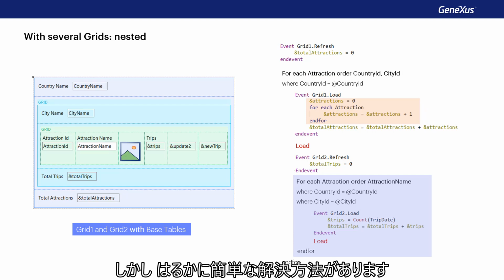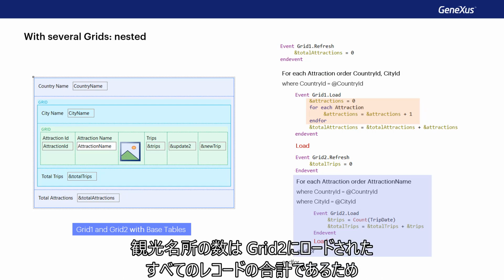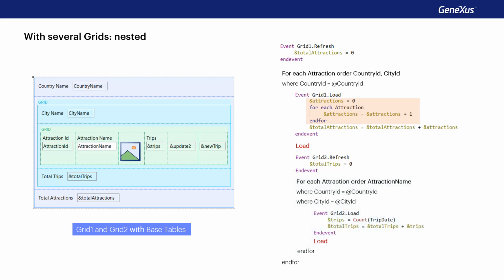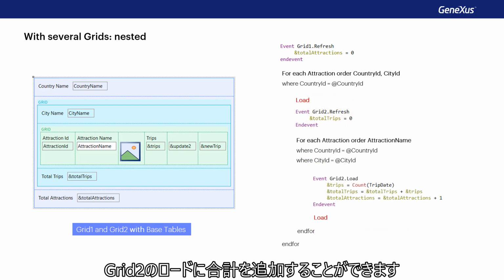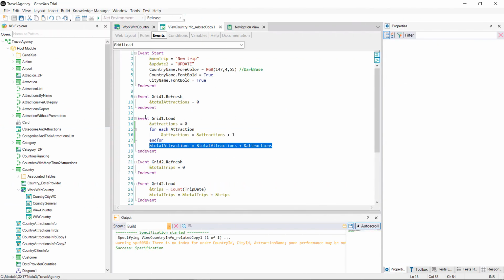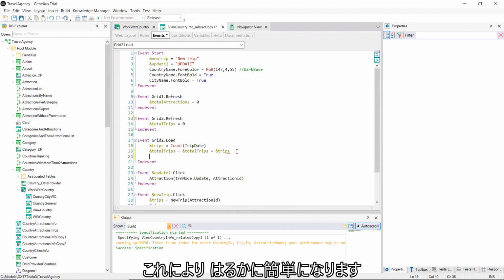But we have a much simpler solution. Since the number of attractions will be the sum of all the records loaded in Grid 2, we could have deleted the load event from Grid 1, and then added the sum to the load of Grid 2 without reinitializing the variable other than in the refresh. This makes it much simpler.